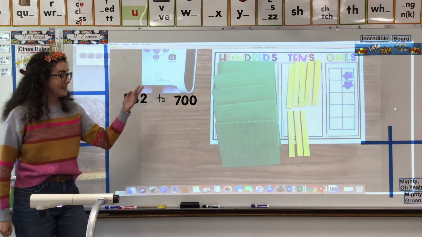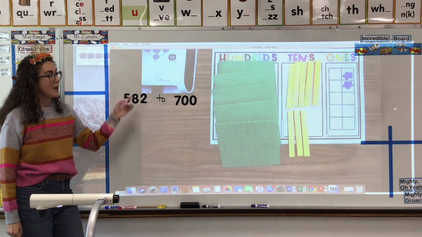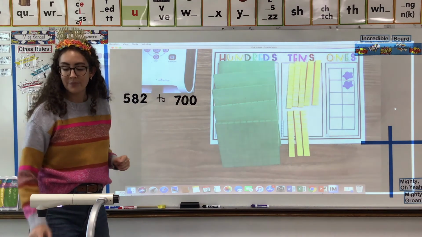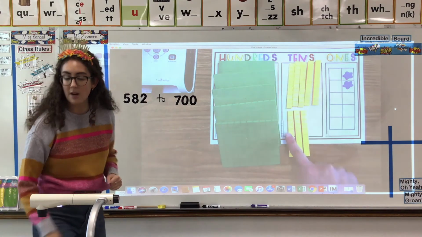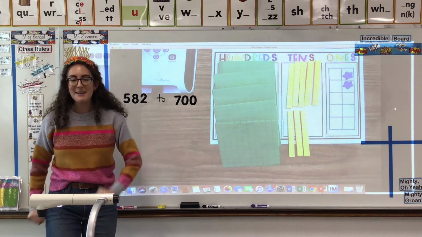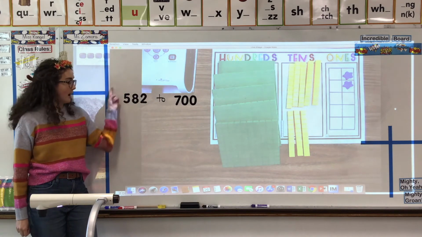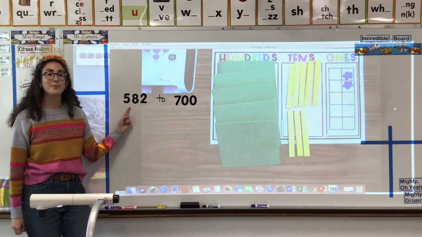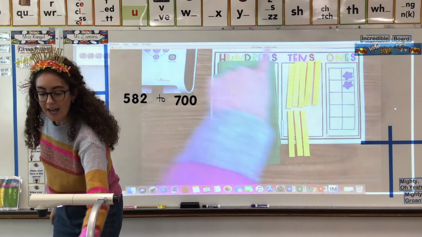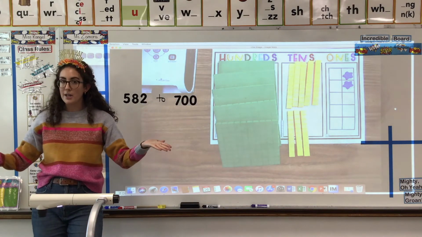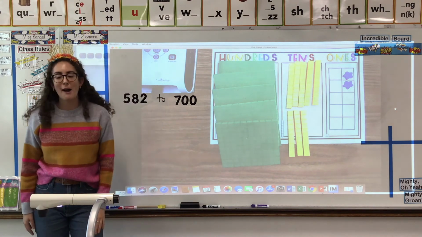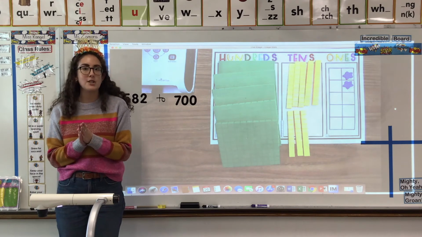How many tens are in 582? How many tens? 8 tens. And 8 tens is worth how much? 80. Good job. And how many hundreds are there? How many hundreds in this number? 5 hundreds. And 5 hundreds is worth how much? 500. Exactly. Good job. Okay, now we can start counting.